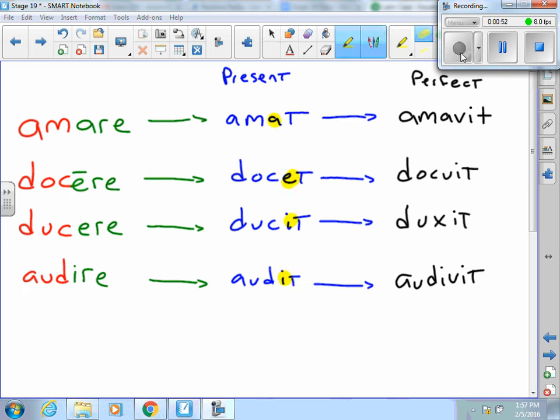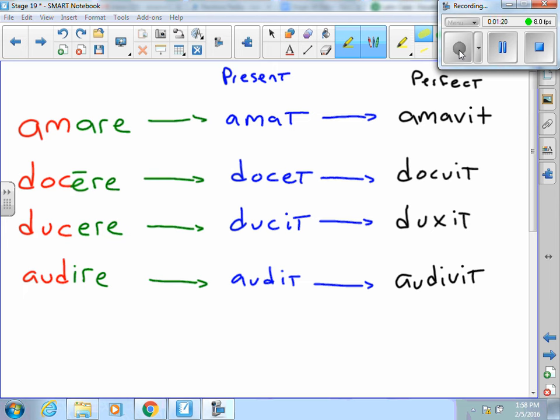I can see that the A in amat means it's probably going to be first conjugation. The E in docet tells me it's going to be second conjugation. The I in ducit and audit tells me it's going to be third or fourth. I can't look at the I and tell you which one it's going to be, but I know it's not going to be first or second. I also laid out a perfect of each one of these: amavit, docuit, duxit, and audivit.